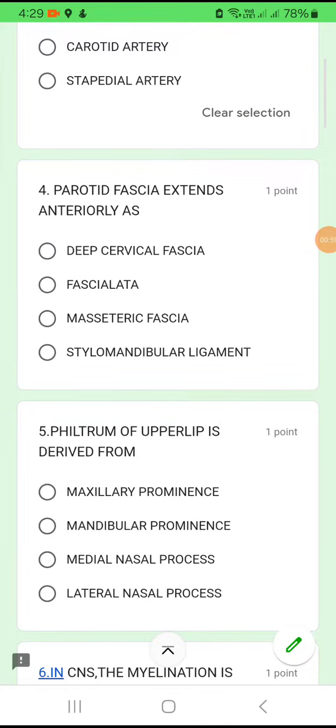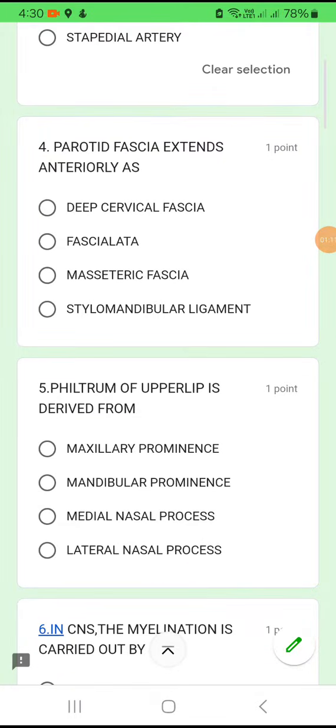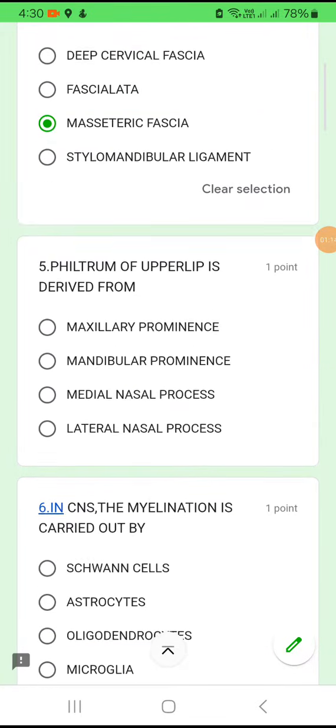Question number 4, parotid fascia extends anteriorly as deep cervical fascia, fascia lata, mesenteric fascia or stylomandibular ligament. The parotid fascia is extending anteriorly as option C, mesenteric fascia.